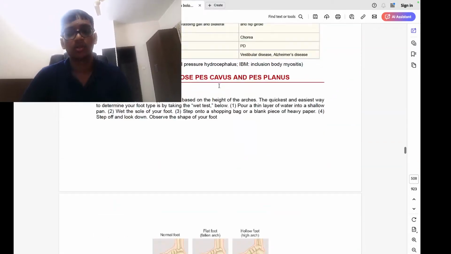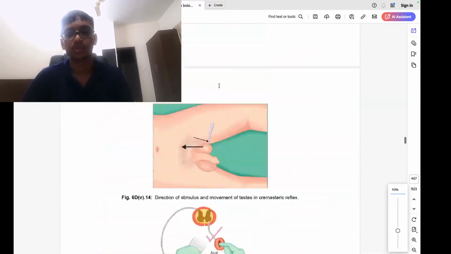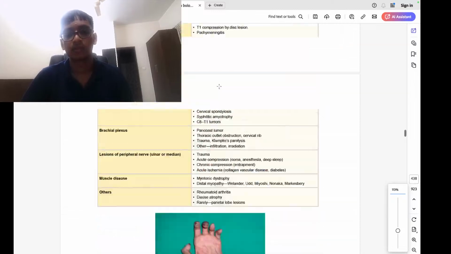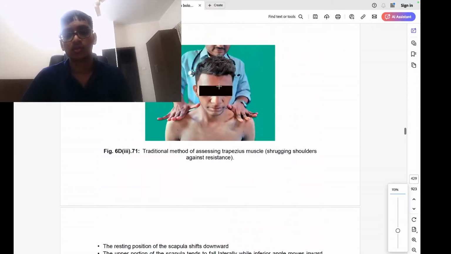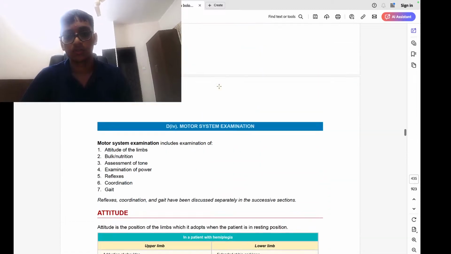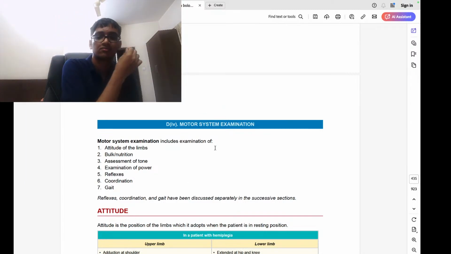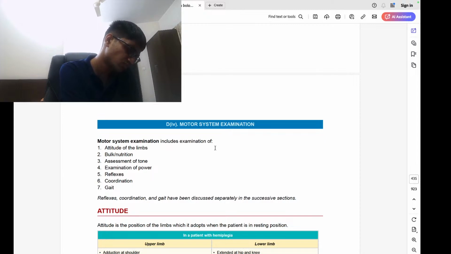So up until cranial nerves is the big problem one. Cranial nerves, if I finish, I'm good. Cranial nerves and muscles, if I can finish, I'm good. Motor system examination is genuinely not needed. Reflexes, coordination, gait, you can do that on your own. Peripheral sensations I want to do, but it will take a long time.